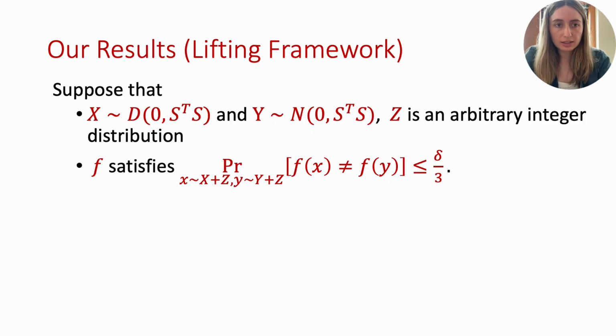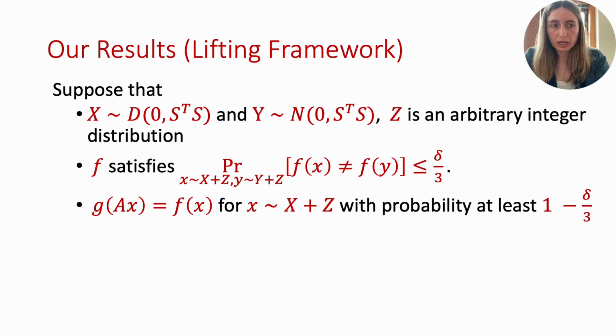So here what it's saying is that the probability of F of X being not equal to F of Y is very small, where X is sampled from a discrete distribution and Y is sampled from a continuous distribution. So you can think of this as some sort of smoothness condition on the problem itself. And in fact, this is already satisfied for all of the problems that we study.